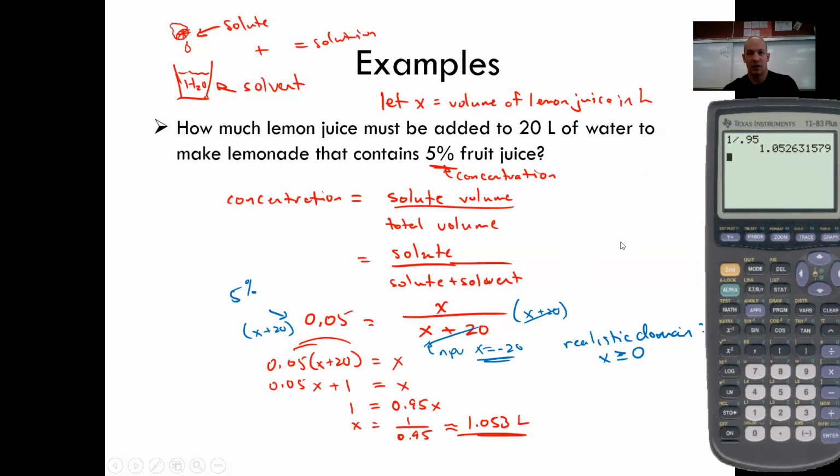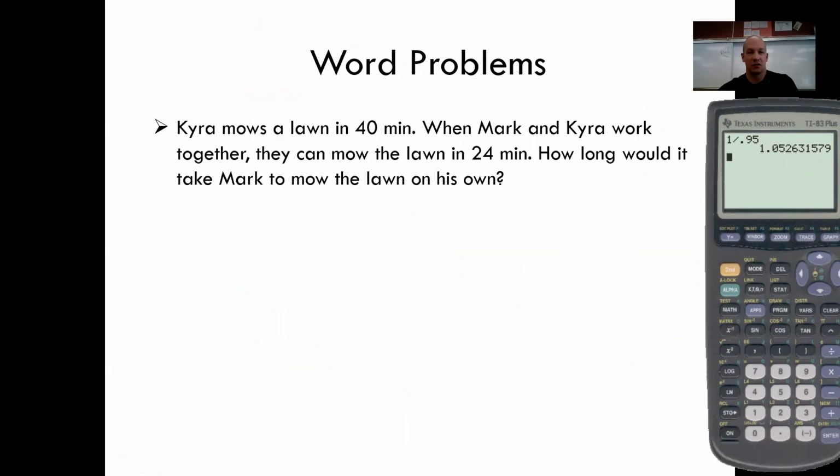All right, last question. This one's an interesting one. So Kira can mow an entire lawn in 40 minutes. When her friend Mark and she work together, they can mow the lawn in 24 minutes. How long would it take Mark to be responsible for once in his life and just mow that darn lawn?